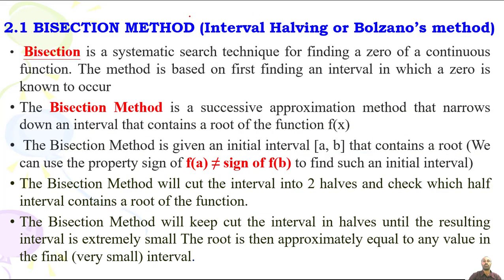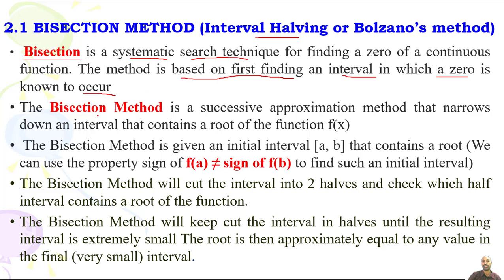So let us start now. Bisection method, interval halving, or Bolzano method. Bisection is a systematic search technique for finding a zero of a continuous function. First, the function should be continuous within the interval. Then if there is a sign change between the two ends of the interval, the method is based on first finding an interval in which a zero is known to occur, which means the function may cross the x-axis at some point.